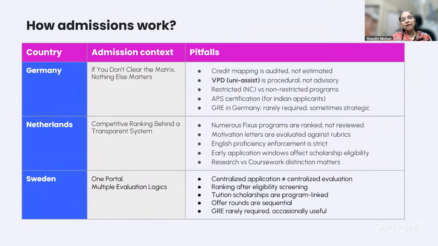Then, if you look at countries like Germany, as I already explained, they go with a matrix. There is something called credit mapping. They have a mapping which has to be 100% validated. Only then do you become eligible to even apply to that university. You may have strong research, but if you don't meet that ECTS requirement of so many credits, then you cannot really apply to Germany.